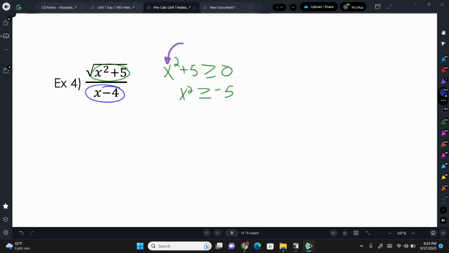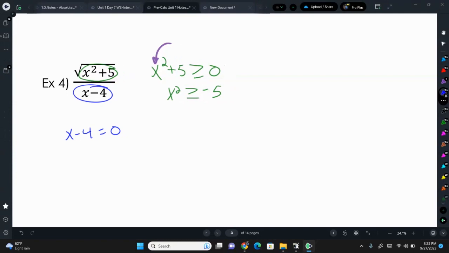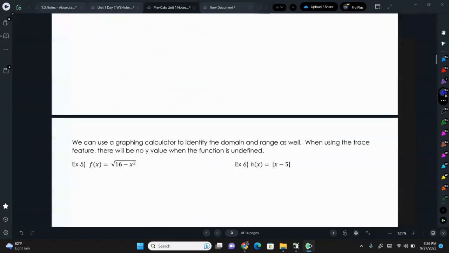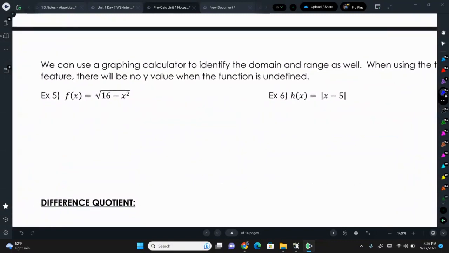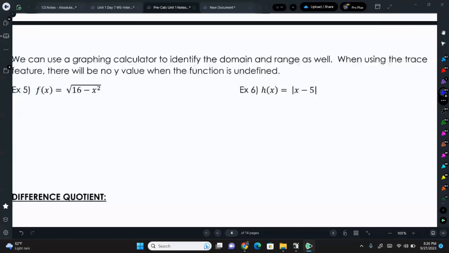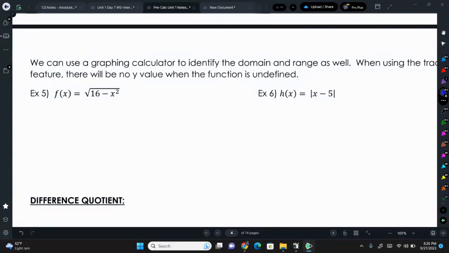Then the denominator, the only value we can't have in the denominator is 0. And when we add 4 to both sides, we get x equals 4. So our domain for this one is x cannot equal 4. Right, now on the next page, we can also use our graphing calculator to identify domain and range as well. When using the trace feature, there will be no y value when the function is undefined.